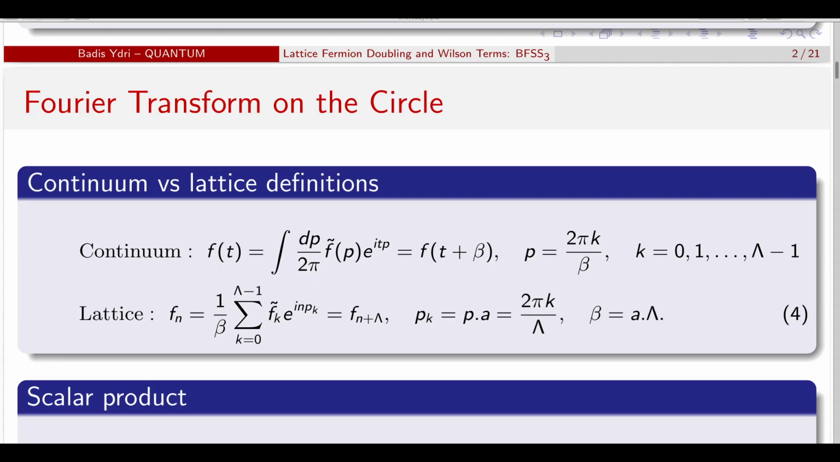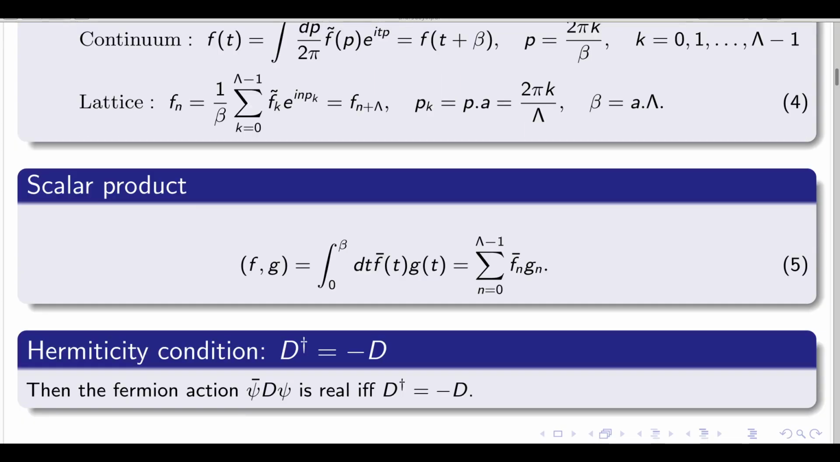To analyze the lattice derivatives, we move to momentum space using the Fourier transform on the Euclidean time circle. The field f of t can be expanded in discrete Fourier modes with momenta p equals 2 pi k over beta, where beta equals the total Euclidean time, or inverse temperature, and k runs from 0 to lambda minus 1. On the lattice, time becomes discrete with spacing a, and the relation beta equals a times lambda holds. The discrete field values are f sub n, and the corresponding lattice momenta are p sub k equals 2 pi k over lambda. This allows us to replace derivatives by simple multiplicative factors in momentum space, a crucial step for analyzing the spectrum of lattice operators.